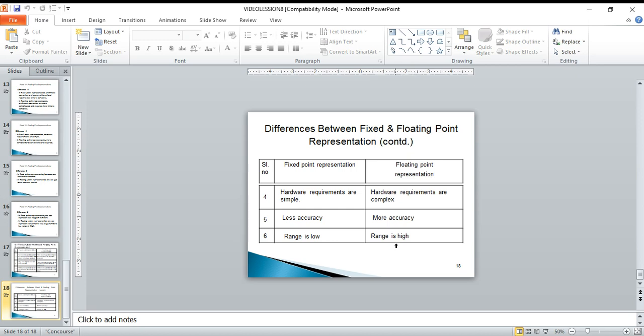So this is about what fixed point representation and floating point representation are, and what the differences between fixed point representation and floating point representation are.